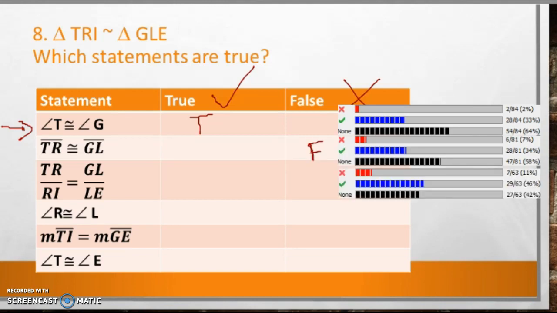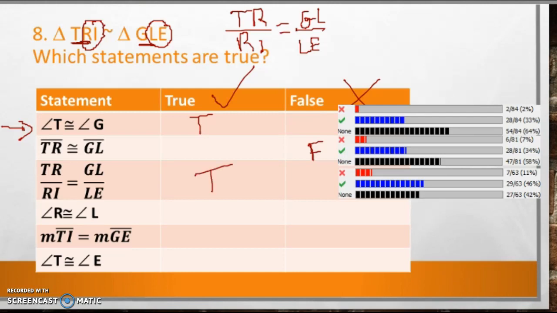Okay, so let's see here. We had the majority of us saying true, but some of us are saying false. So let's check it. Remember, in similar figures, the corresponding sides have to be proportional. So if we take TR, it's the first two, so it has to correspond to GL. So on the top we have TR and GL. That's a good sign. And then on the bottom we have RI, which is the last two. And the last two have to correspond with the last two. So RI and LE also correspond. So that is a true statement.